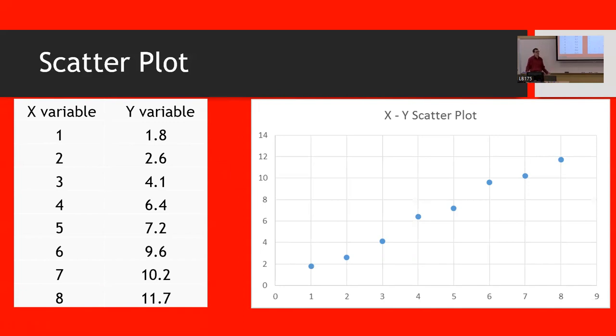My next ordered pair is 2, 2.6. I can plot that on the xy axis. 3, 4.1, I can plot that. And so we plot a bunch of points. Now, eventually we're going to look and see if there's a pattern there. But I don't want you to get thrown off. My x doesn't always have to be just 1, 2, 3, 4, 5, 6, 7, 8.